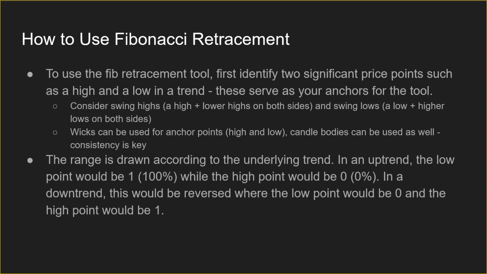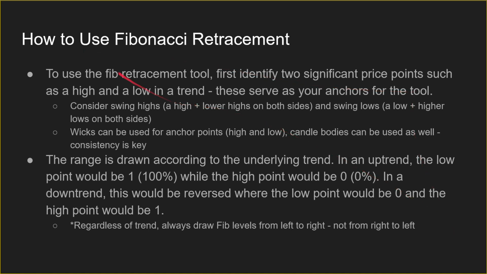Now, the range of the tool is drawn according to the underlying trend. So in an uptrend, the low point would be 1, while the high point would be 0. In a downtrend, this would be reversed, where the low point would be 0 and the high point would be 1. Regardless of the trend, though, you always want to draw the fib levels from left to right, not right to left.